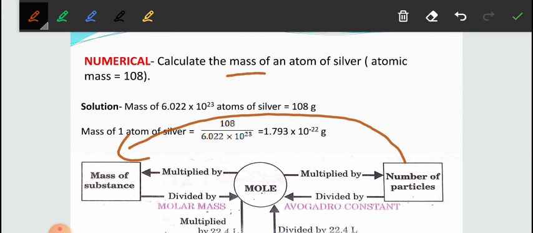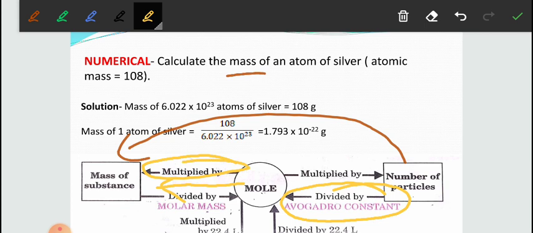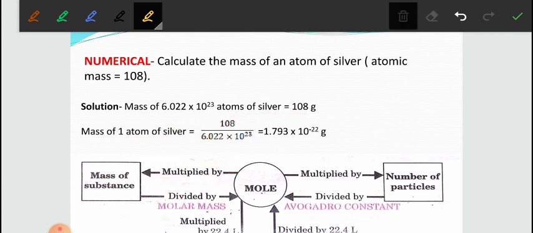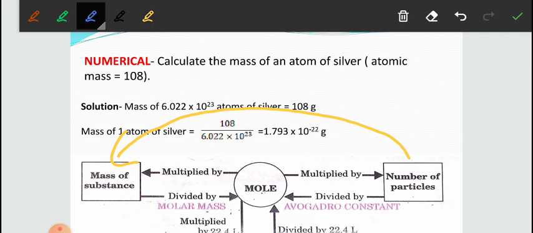So what was the criteria? We have to follow this arrow. If I want to go to this side, I need to divide by the Avogadro constant, and then I want to go this side, so I have to multiply by the molar mass. Again, to go from number of particles to mass of substance, I need to follow the arrows. This arrow says if I want to go to the left side, I have to divide by the Avogadro constant and then multiply by the molar mass. Then I can find the mass of the substance.